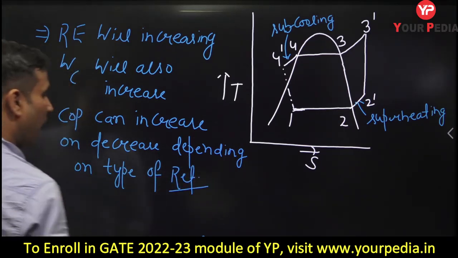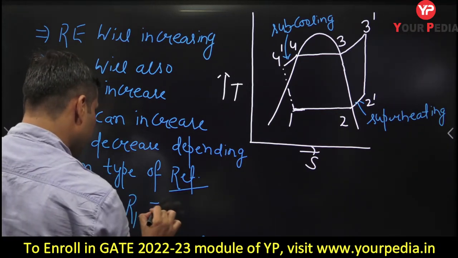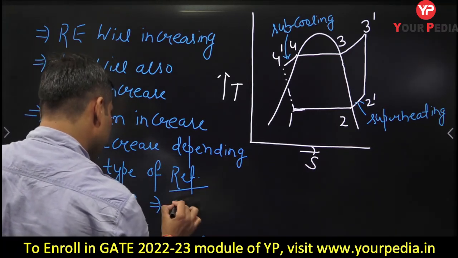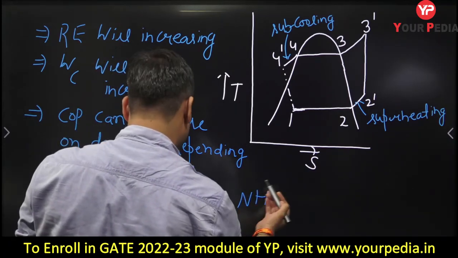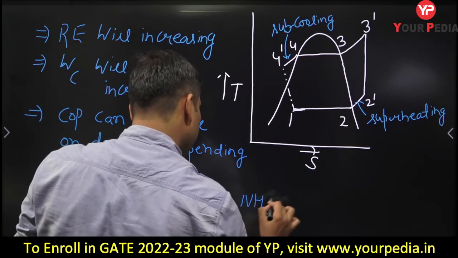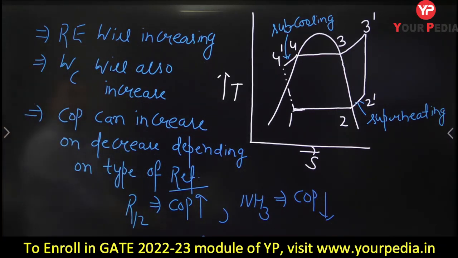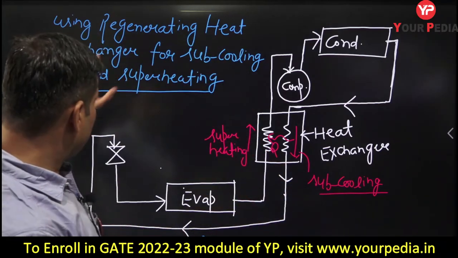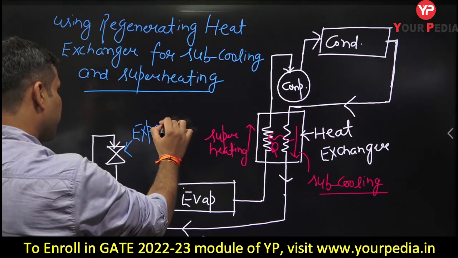Like for R11, R12, we will observe an increase in performance. For R12, COP increases. Or for ammonia, what will happen? For ammonia the COP will decrease. Are you getting my point, guys? Okay. So this is the combined effect we discussed. This is the schematic diagram. This is the expansion device.